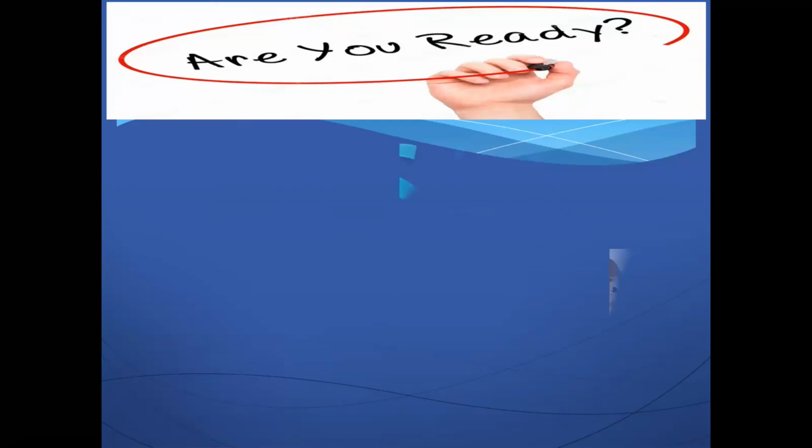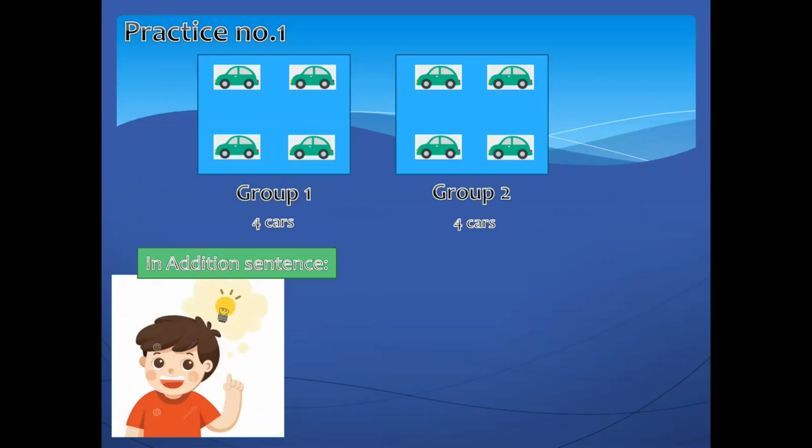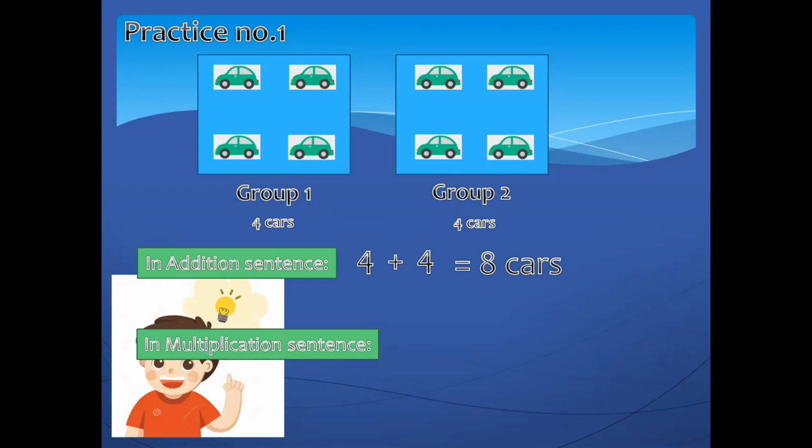Are you ready? Let's try. Practice number 1. I'll give you time. You can pause this video to find the answer. We have group 1, group 2. In an addition sentence, we can write this as 4 plus 4 equals 8. In multiplication, we should get 8 cars, because it is the same as in our addition sentence. In the multiplication sentence, first we write the group. We have 2 groups. So 2, change the sign into multiplication, times, then count the objects in each group. We have 4 cars. So 4, then equals 8 cars.